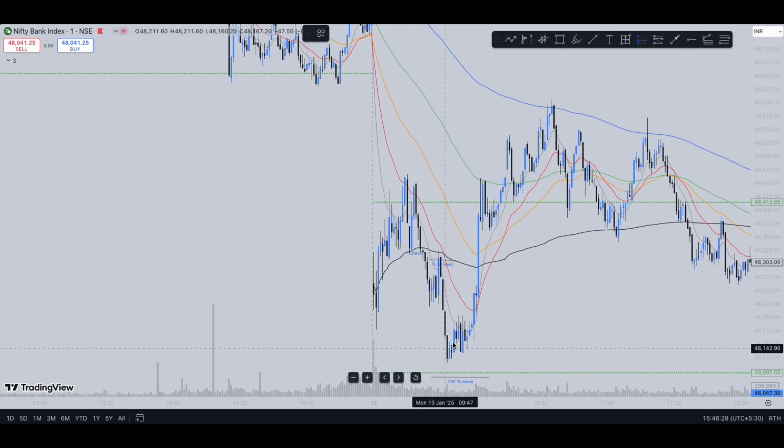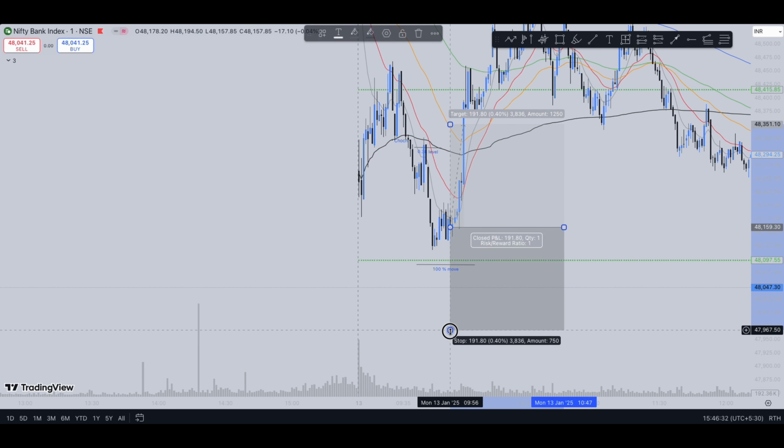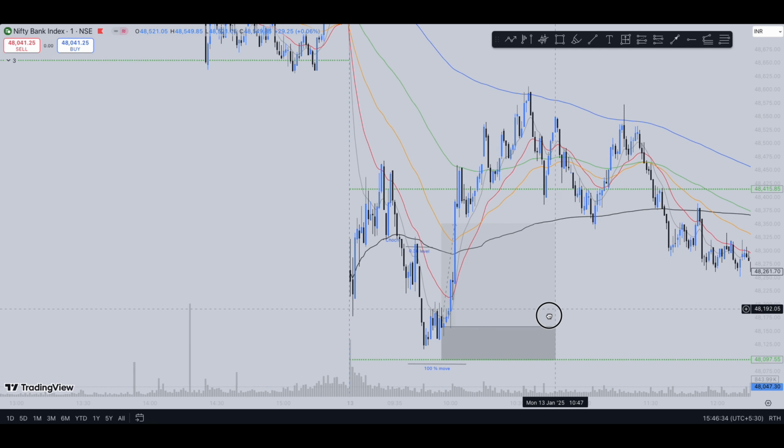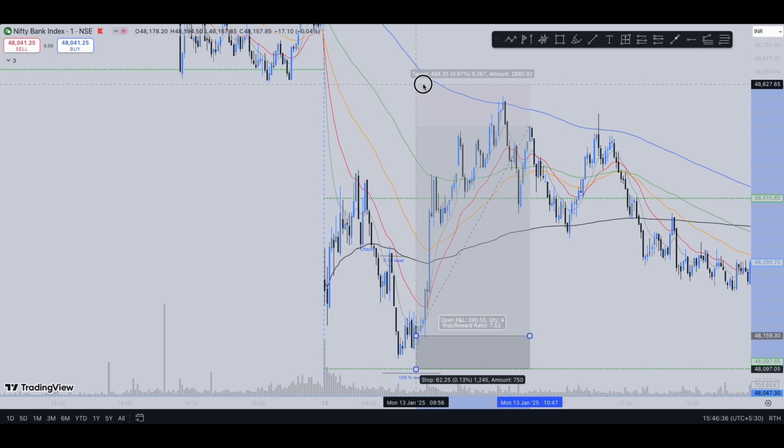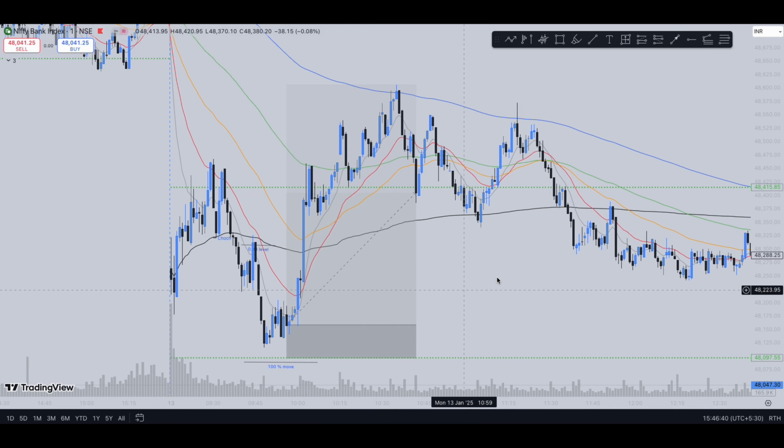So you could have easily targeted with this consolidation, keeping your stop loss just below this pip, and you could have targeted all the way till the 200 moving average, guys. This is what I'm saying.